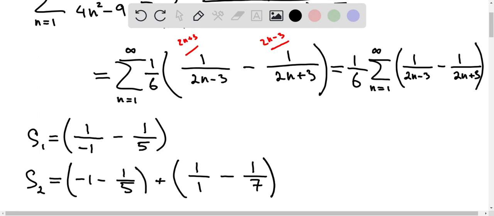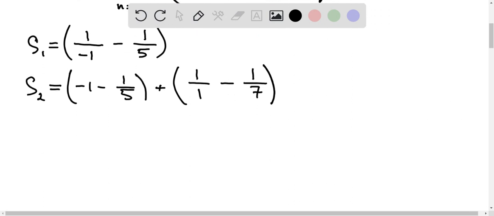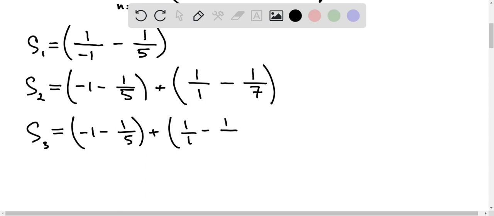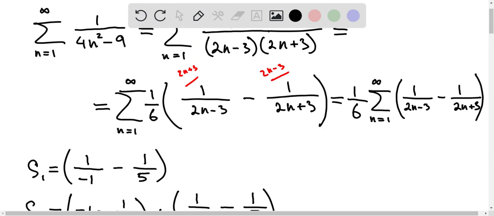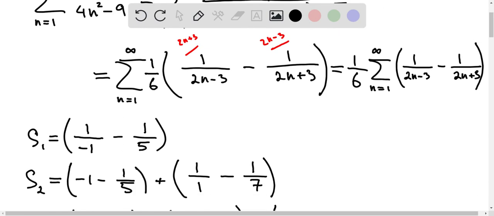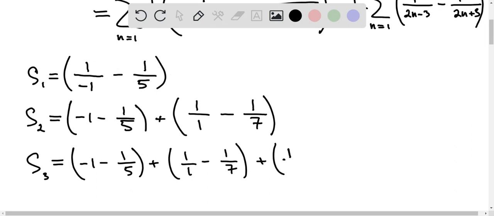Now let's go to the next partial sum. So basically what we're trying to do here is figure out the pattern. The third partial sum is going to be minus 1 minus 1 over 5, plus 1 minus 1 over 7, plus, now let's plug in n equals 3, we're going to get 1 third minus 1 over 9.